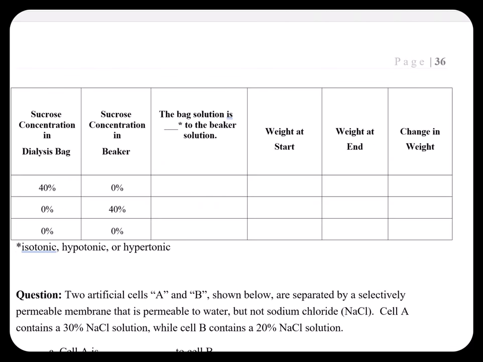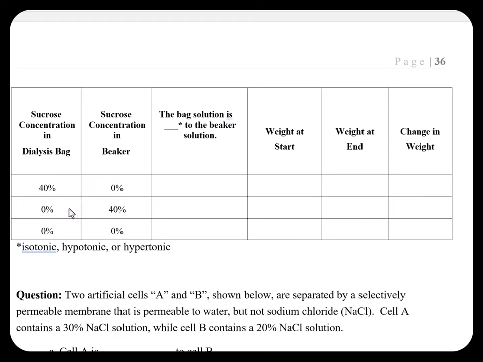You should fill out this table. Make sure you understand what's going on. If you have 40% sucrose in the dialysis bag and no sucrose in the beaker, then the dialysis bag is hypertonic. The sucrose solution is hypotonic. You should figure out what the weight is at the beginning, what the weight is at the end, and will this be a positive or negative change? Will the bag fill up? Will the bag empty out? Will it be sucked out? Well, in this case, you've got more stuff inside the bag, so the water should go inside the bag. Remember, that's the way this works. The water goes where there's more stuff. There's a lot more stuff in the bag than there is in the beaker.